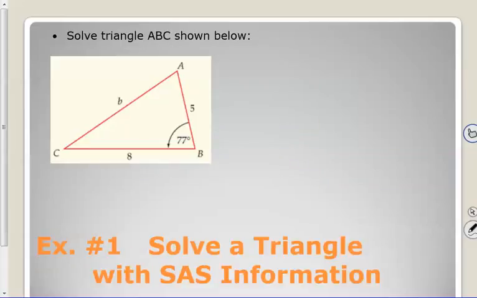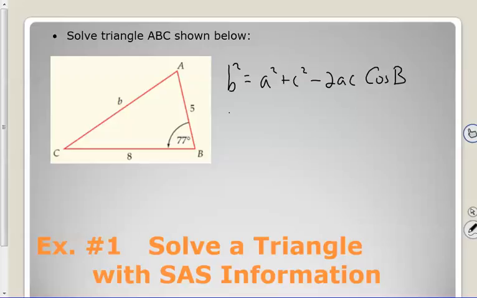Now, how does it work? Solve the triangle ABC shown below. Well, what we have here is angle B. Since we have angle B, we're going to use b squared equals a squared plus c squared minus 2ac times the cosine of angle B. And then you just fill in the blanks.